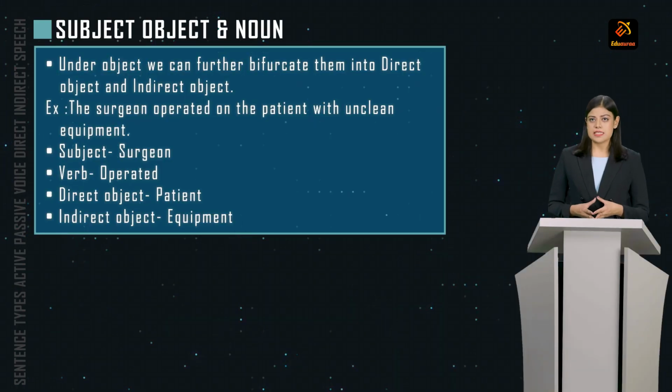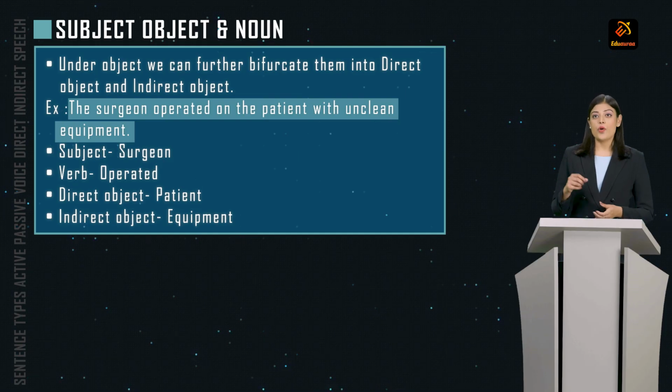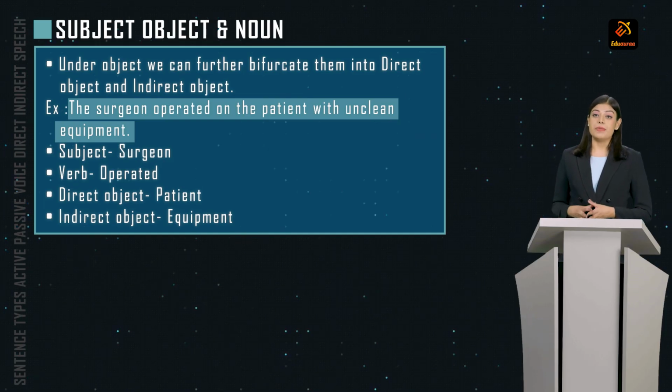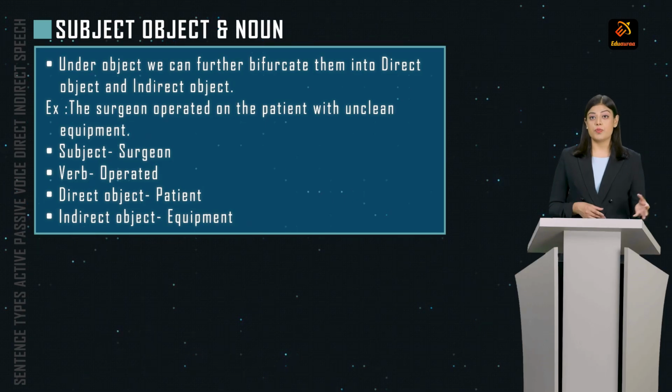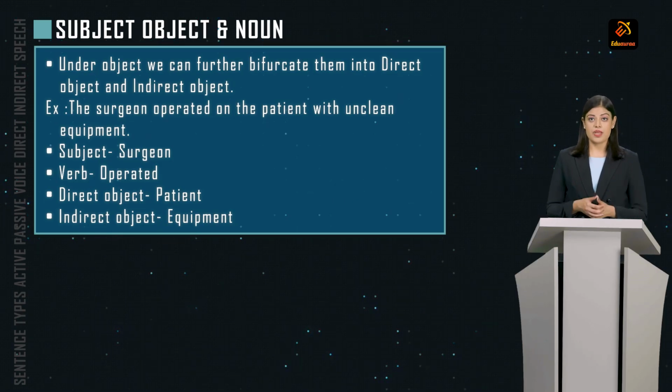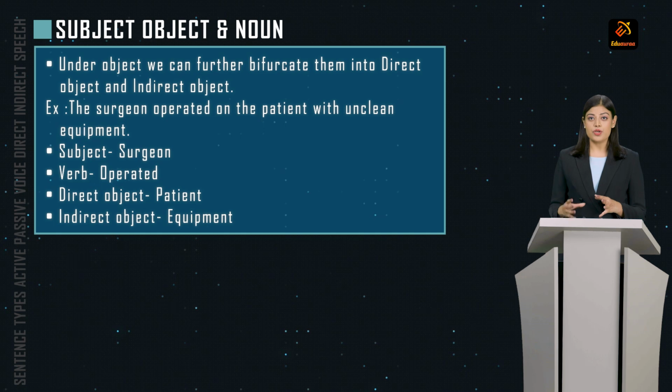Look at this sentence. The surgeon operated on the patient with unclean equipments. He's obviously a bad surgeon. He should have sanitized all of the equipments before operating, but he didn't. This is a perfect sentence. The subject in the sentence is surgeon. He performed the action of operating. So operated is your verb.